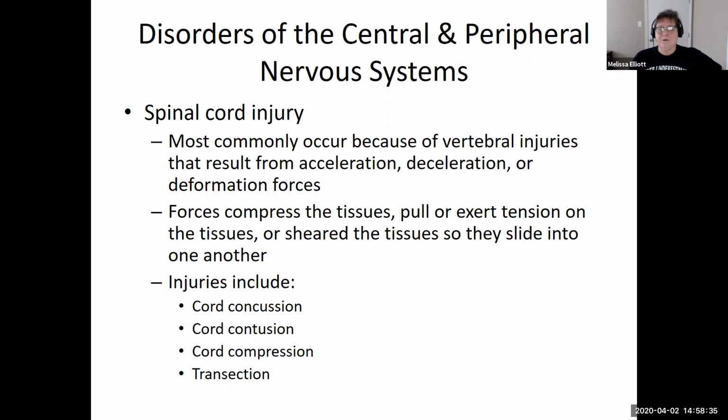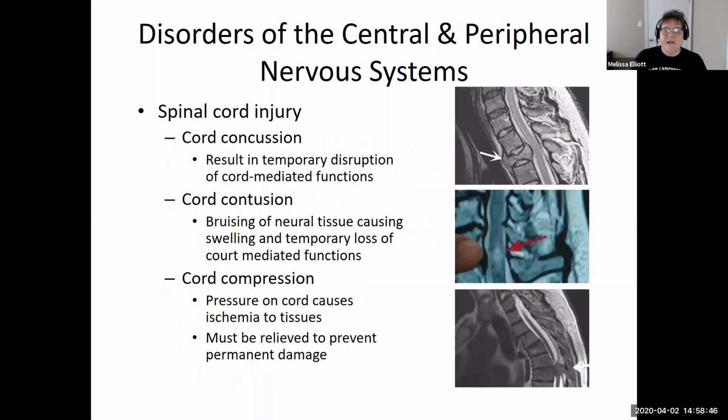Injuries can be just like with the brain. We can have cord concussion, we can have cord contusion, cord compression, and cord transection. So let's talk about each one of these individually.